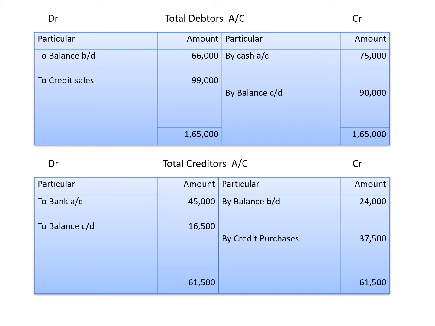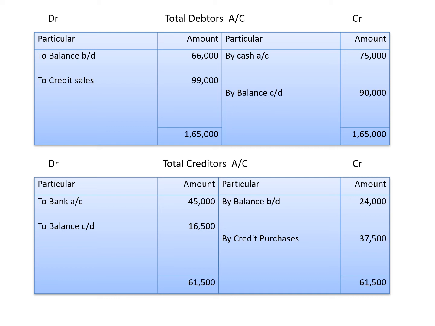Next is creditors account. So even in the creditors account, we have worked out enough number of problems in the previous session, but still in this question we are given the opening balance of creditors, closing balance of creditors, then cash paid to creditors. These three items we will have to use to prepare the creditors account. So bring down the balance. By balance brought down 24,000, opening balance of creditors. Similarly, closing balance is given 16,500. So towards debit side, to balance carried down 16,500. And cash paid to creditors was 45,000 given in the question. So to bank account 45,000. These three items we have recorded in the creditors account.